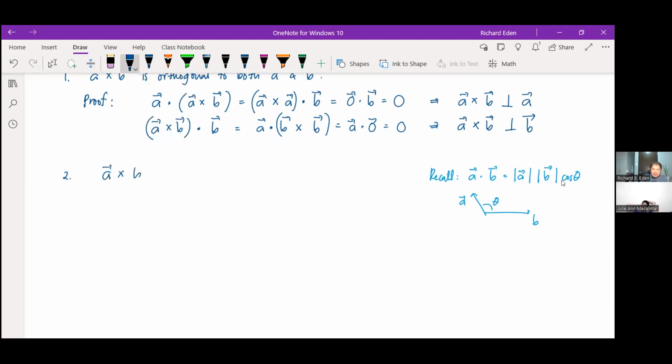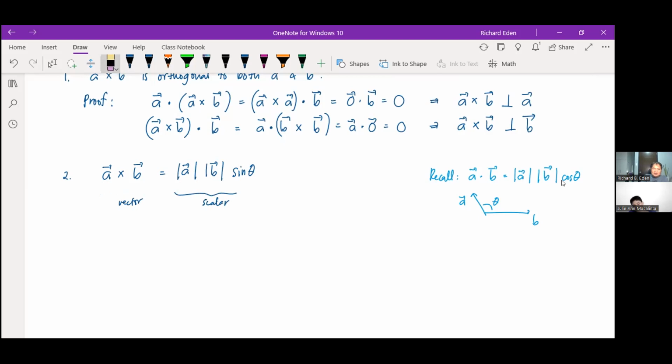A cross B on one side, and then on the right side, it's going to be the length of A, and then the length of B, and then this time it's the sine of theta, where theta is the same angle between the vectors A and B. Now, of course, the way I've written down this statement is incomplete and incorrect. After all, the right side is a scalar, and then the left side is a vector.